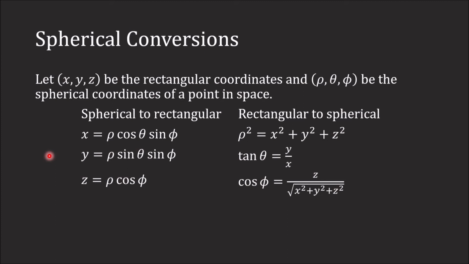x is equal to rho cosine theta sine phi. y is equal to rho sine theta sine phi. And z is equal to rho cosine phi. To go from rectangular to spherical, we also have three formulas. Rho squared is x squared plus y squared plus z squared. Tangent of theta is y over x. And cosine of phi is z over the square root of x squared plus y squared plus z squared.